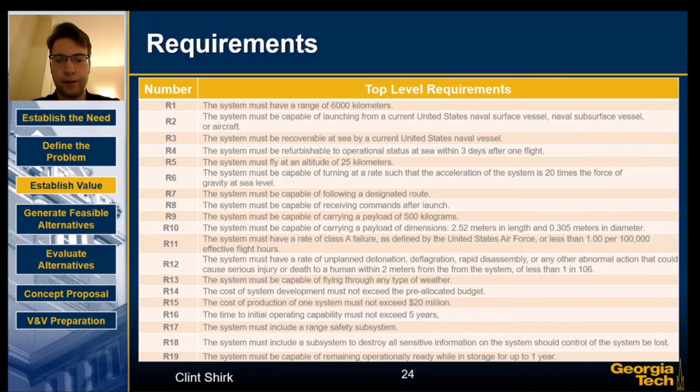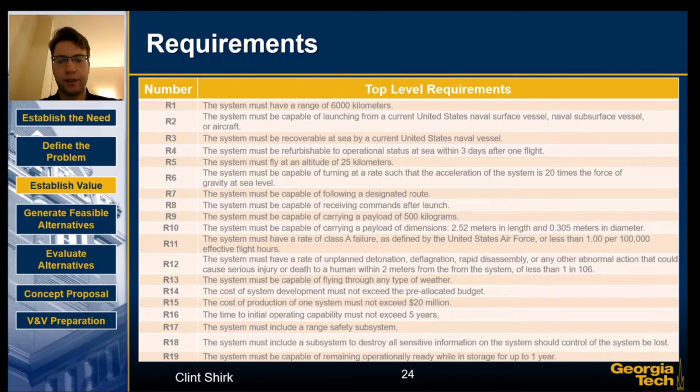Next, the system will be following a designated route and capable of receiving commands after launch, whether we have to change route or perform maneuvers to avoid enemy intervention. Next, we have a payload capacity of 500 kilograms with a payload dimension of 2.52 meters by 0.305 meters in diameter.